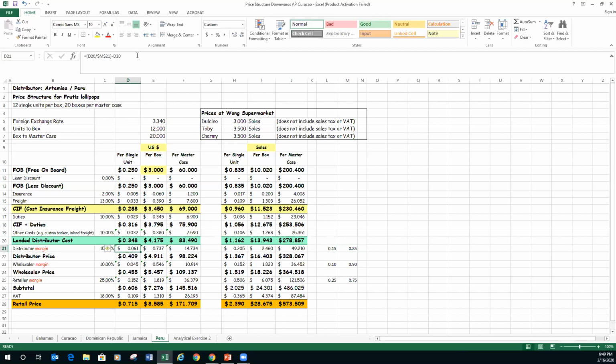So here you have to do equal D20 divided by M21 minus D20. So you see that this is going to be D20 divided by M21, the 0.85, minus the D20 once again. Once you do that, you're going to get the number that we need, which is the 15% margin. Then you add the two and you get your distributor price. And then you're going to continue like that for all the other rows.